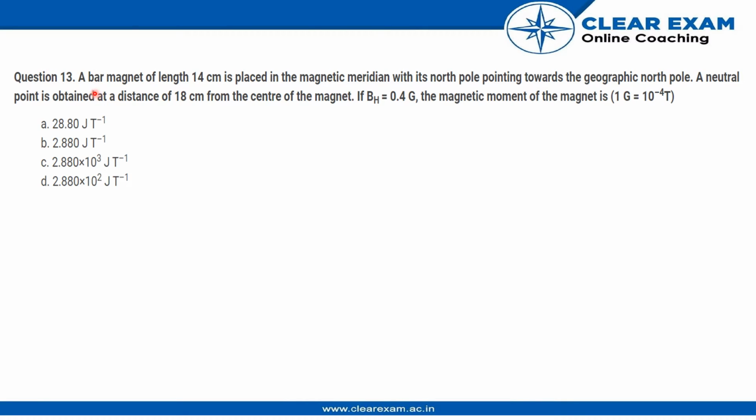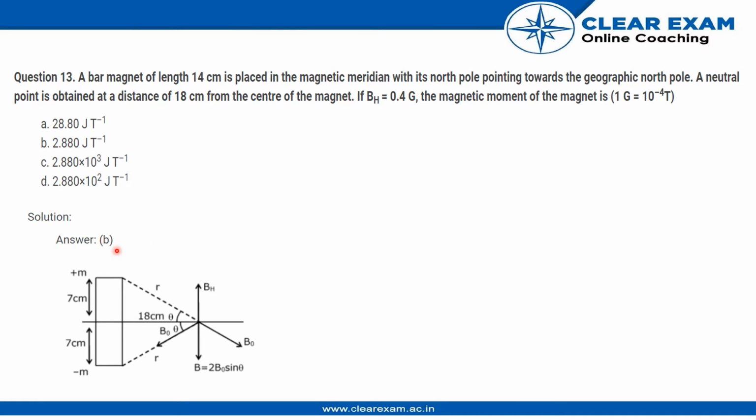The question says a bar magnet of length 14 cm is placed in a magnetic meridian with its north pole pointing towards the geographic north pole. A neutral point is obtained at a distance of 18 cm from the center of the magnet. If BH is equal to 0.4 G, the magnetic moment of the magnet is.